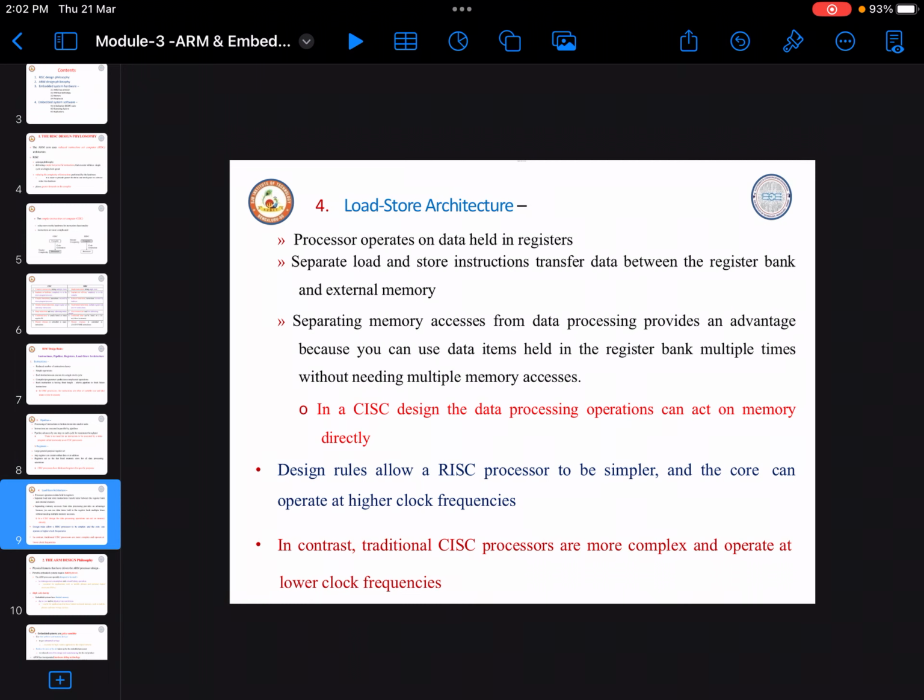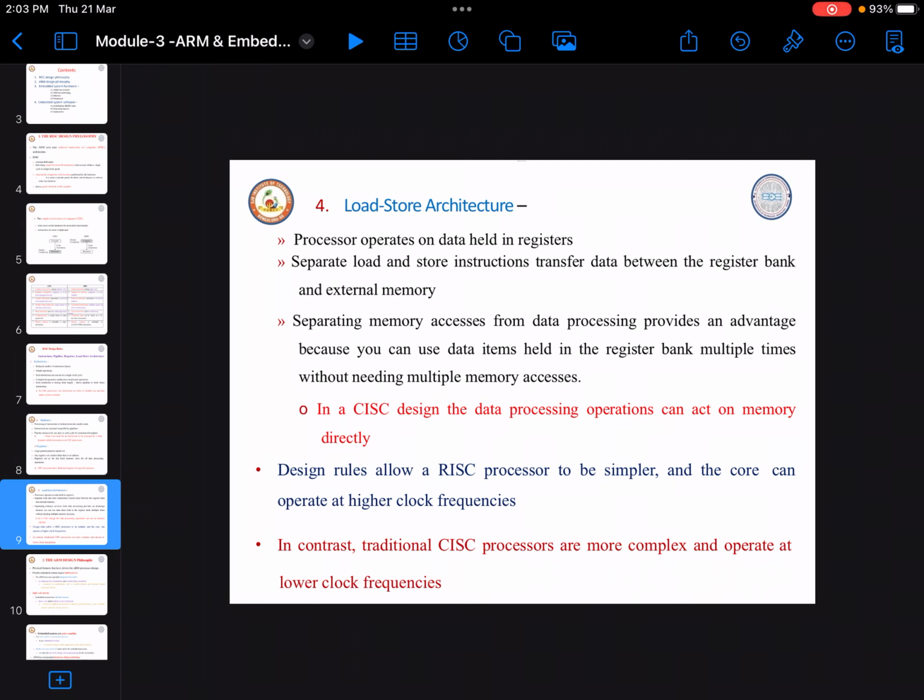So, usually the processors operate on the data which is held in the registers. If I want to load or store data with respect to the external memory, then it can be performed between the memory and the registers using load and store instructions. Load means loading the data from the memory to the register, whereas store means storing the data from the register to the memory. In CISC, data processing operations can act on the memory directly, whereas we don't have load and store instructions separately.